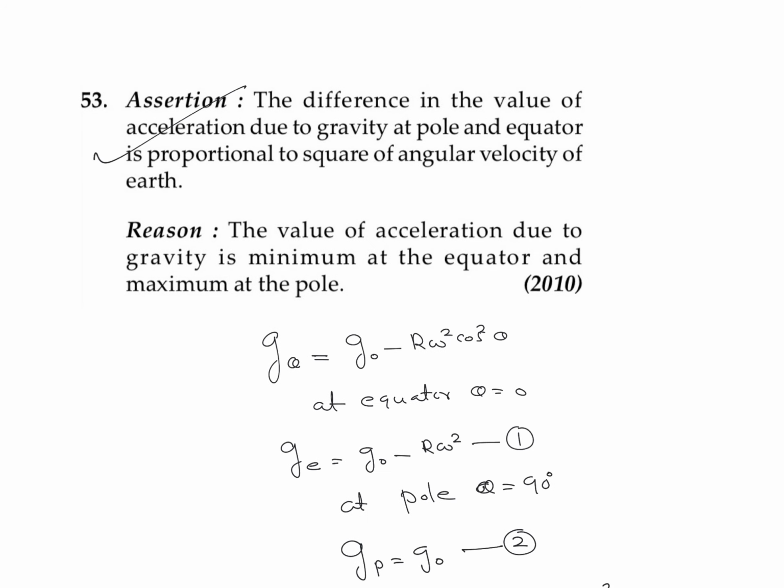The reason for it is given that the value of acceleration due to gravity is minimum at equator and maximum at pole. This is also correct, but it is not giving the correct explanation.